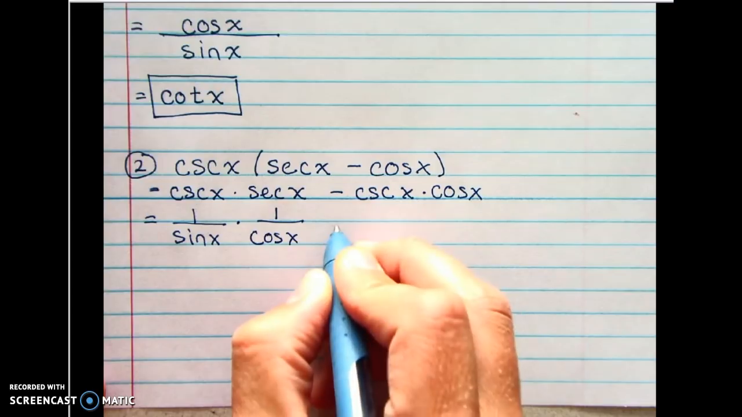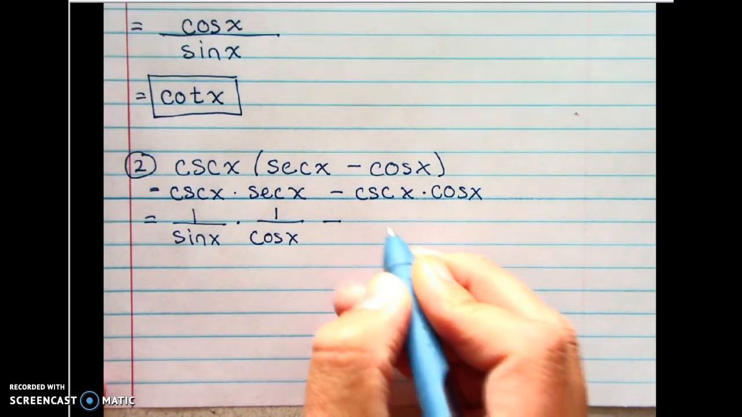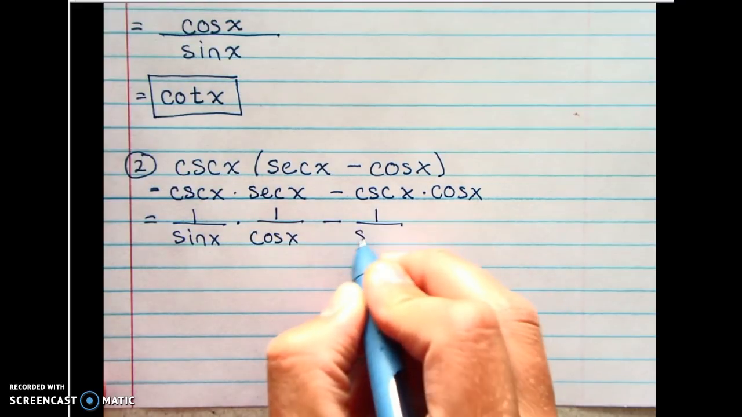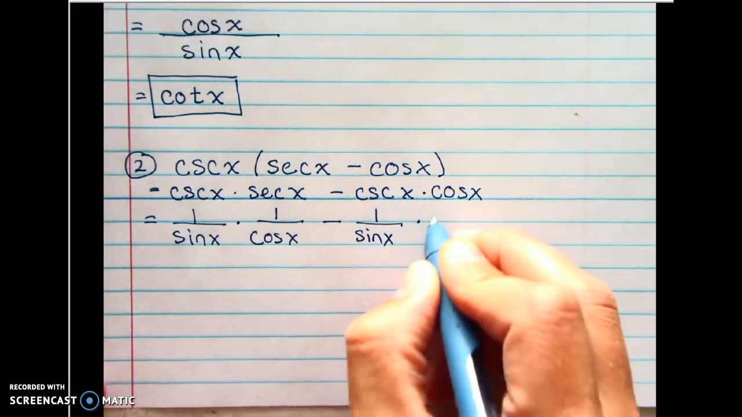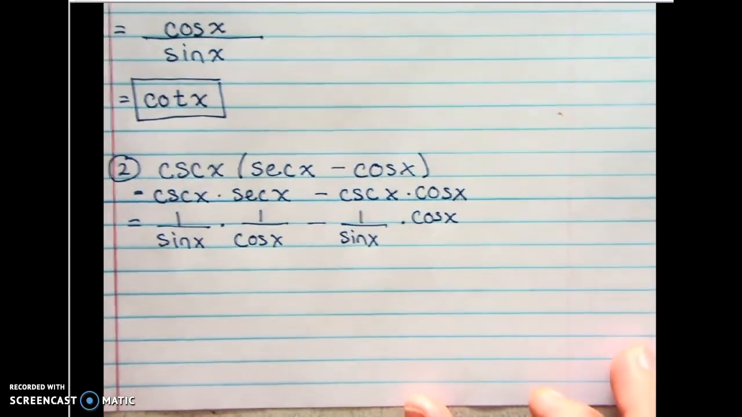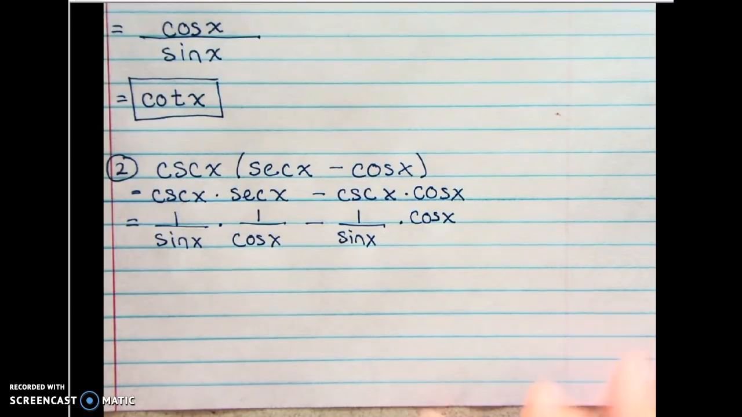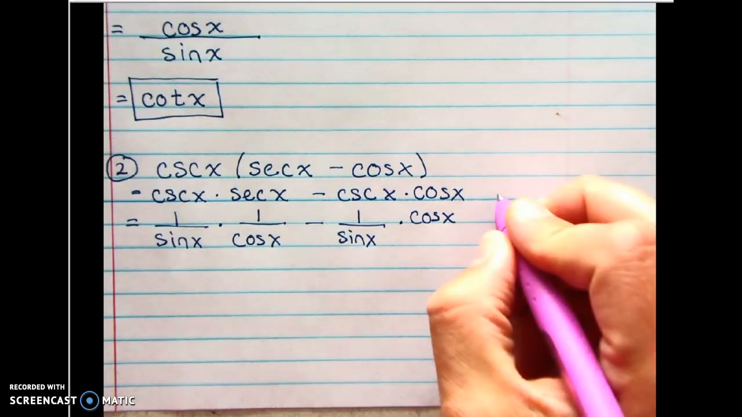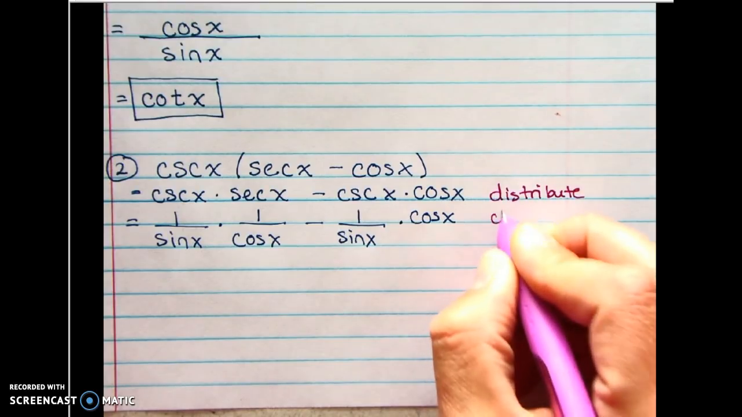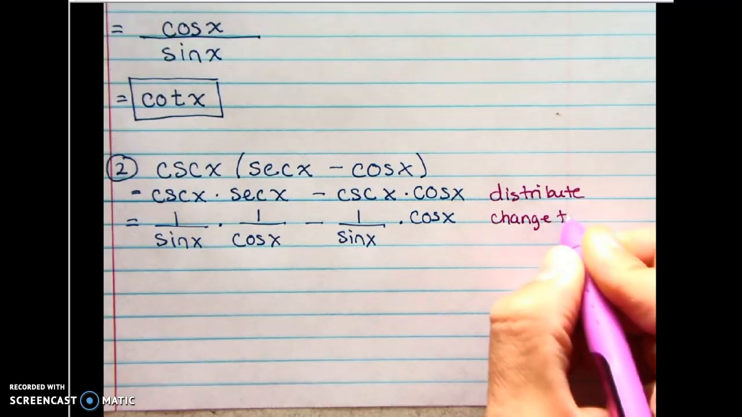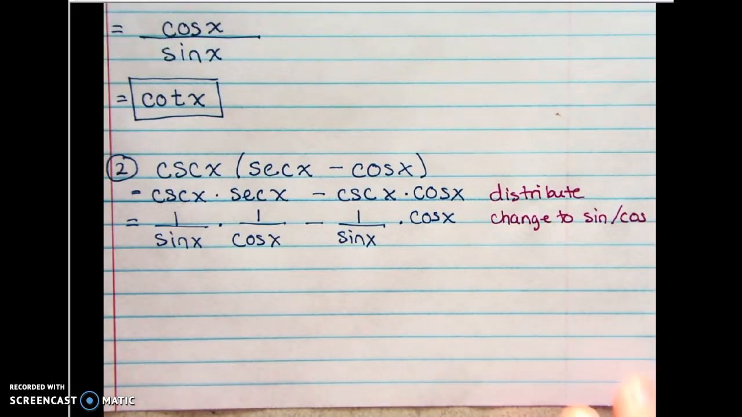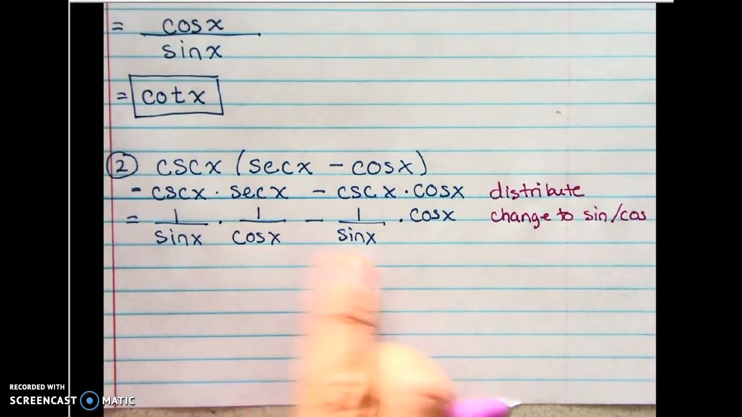Okay, minus cosecant. What's cosecant? 1 over sine times cosine. It stays cosine. So change everything into terms of sine and cosine. Should we write some steps down? Distribute. Change to sines and cosines. Okay. Now we need to combine the fraction.